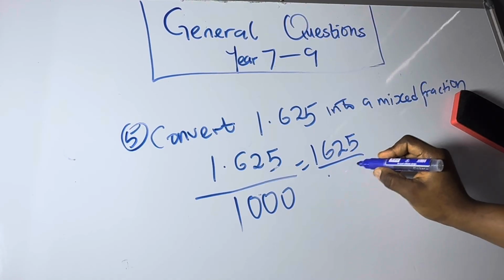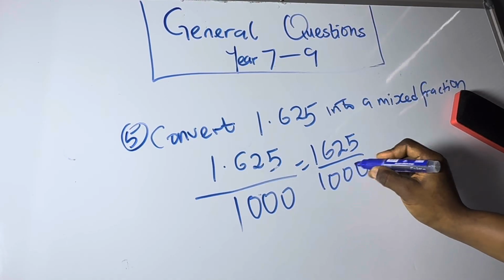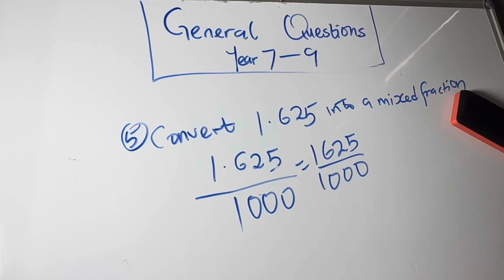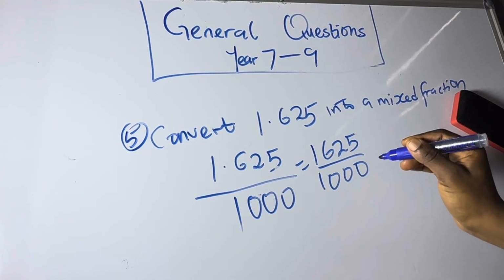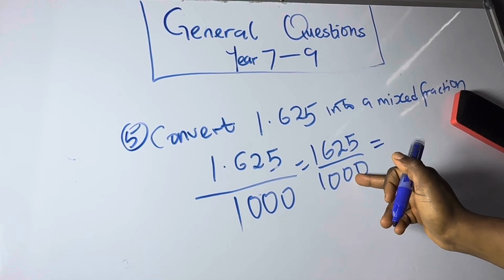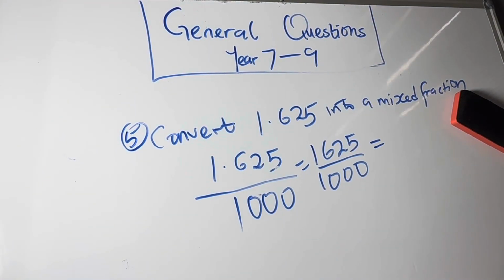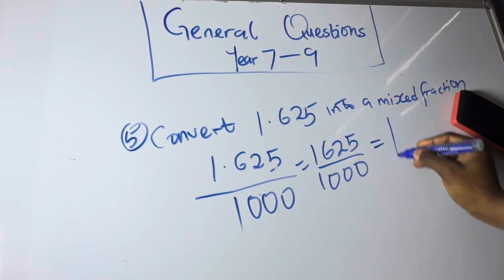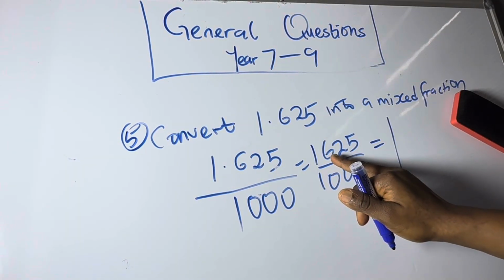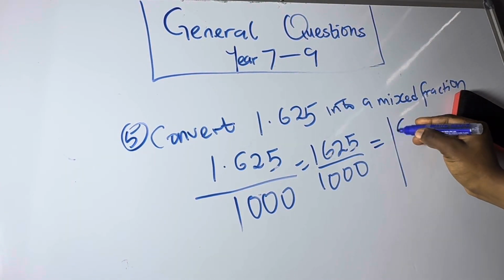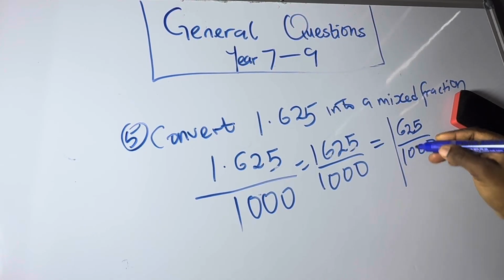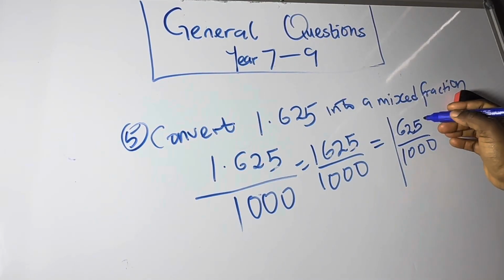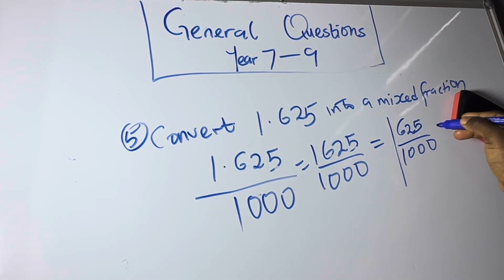1625 over 1000. Now, how do we convert this to a mixed fraction? That simply means 1000 in 1625 can only go once. That's one whole number. Remember what? 625. That's 625 over 1000. Do you understand? Now, 5 can still go in 625.